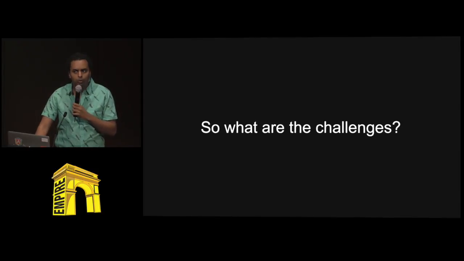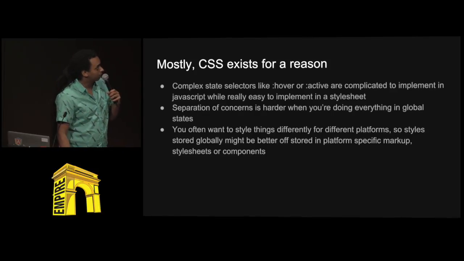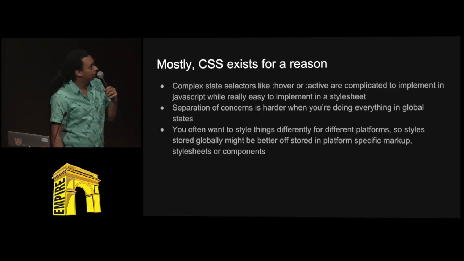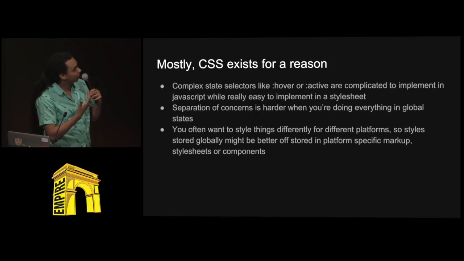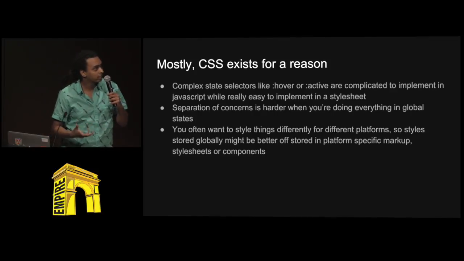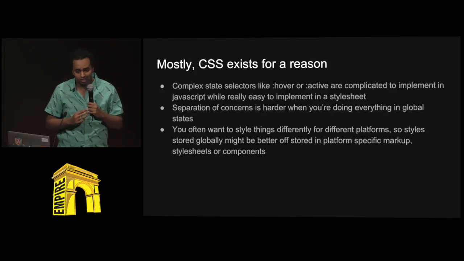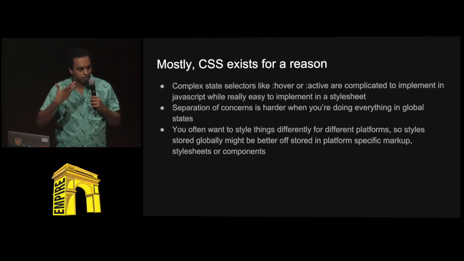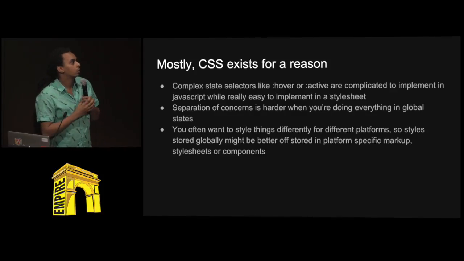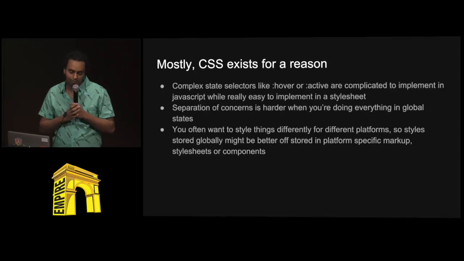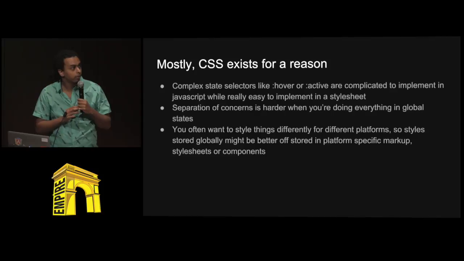But if you did do that, what would the challenges be? So really, CSS exists for a reason. I mean, I know we yell at it a lot and we don't like it all the time, but it does a lot of things for us that are really great. Complex state selectors like hover and active are really, really hard to implement in JavaScript. You can do it, and it's not the worst thing in the world, but in CSS, you literally just add a colon, say hover, and colon, and say active, and you're basically done. So doing that same thing in your JavaScript, especially in an immutable global state object, it can be a bit of a headache, a bit of a pain.